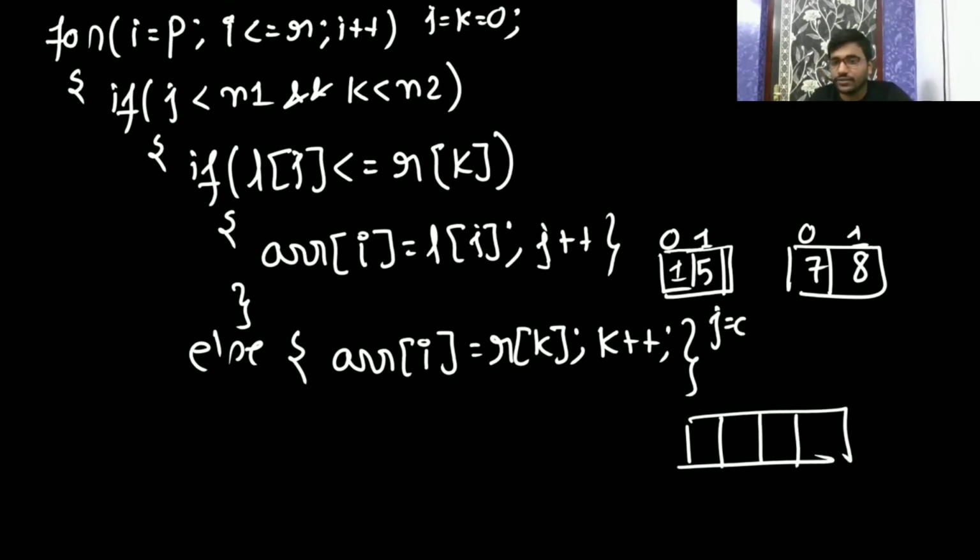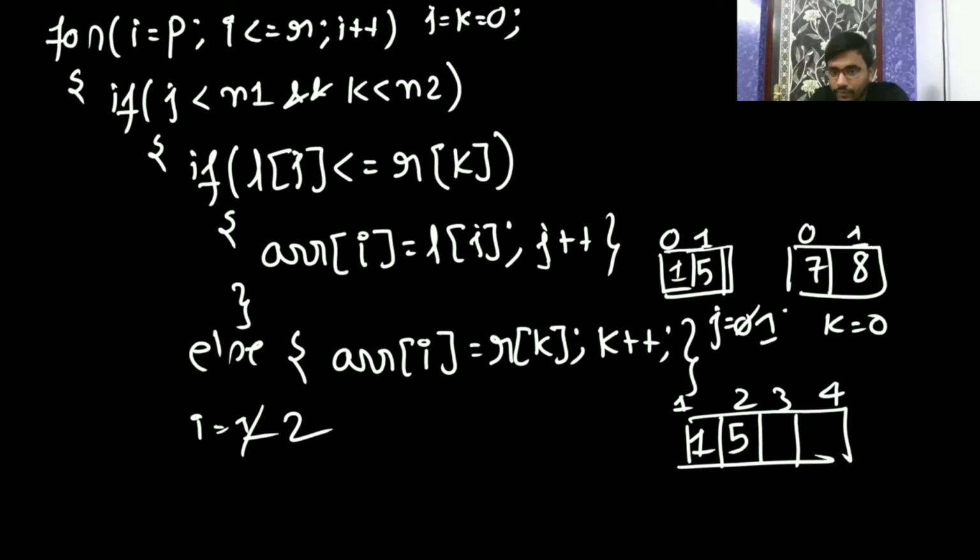Here J is 0, K is 0, I is 1. So from 1, the condition is satisfied, J is satisfied, left is smaller, so it will get stored. I will then increment to 1, then again it will be 2. Then the condition says 5 is smaller, 5 will be here. Then J will be 2 and I will be 3. So this 2 will get stored.